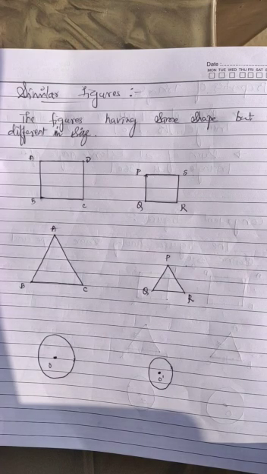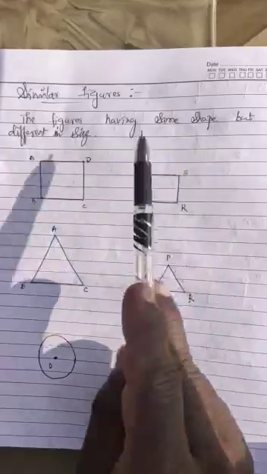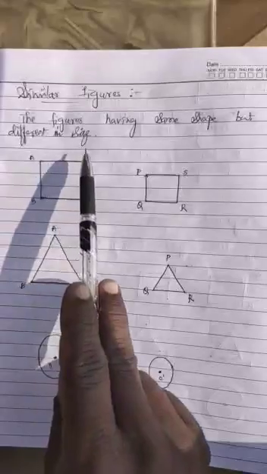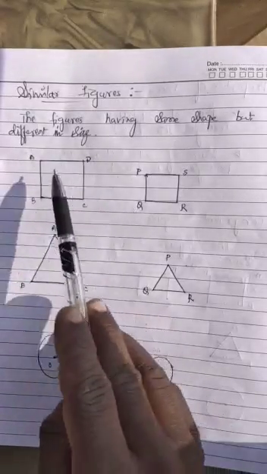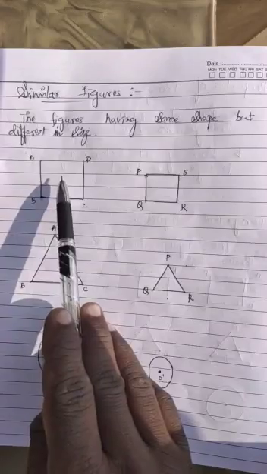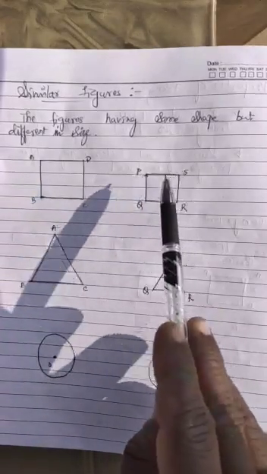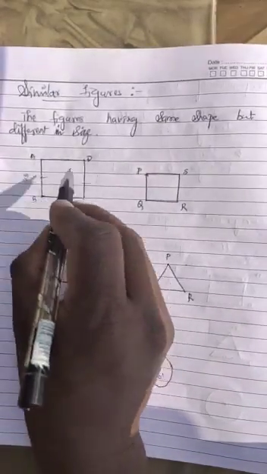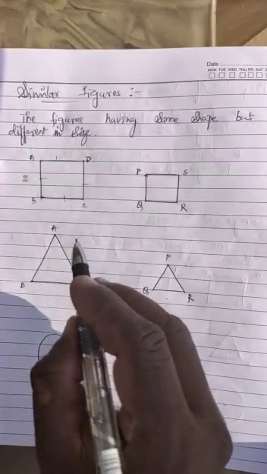And next we have similar figures. Is there any idea about similar? Congruent means the figures having same shape and same size, but the difference is that similar figures are figures having the same shape but different in size, right? So here we have an example. This is ABCD, the first square, and PQRS, the second square. Here if I take AB as 2 units, we know that in a square all the sides are equal and all the angles are equal.